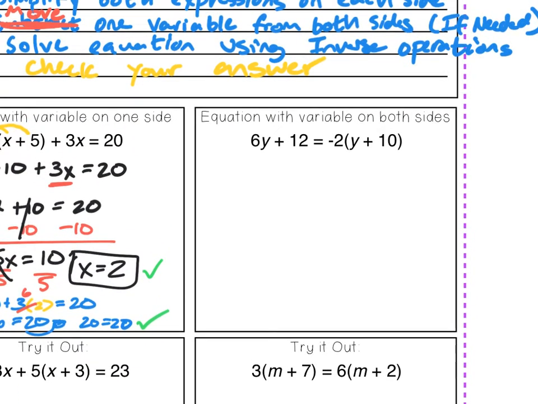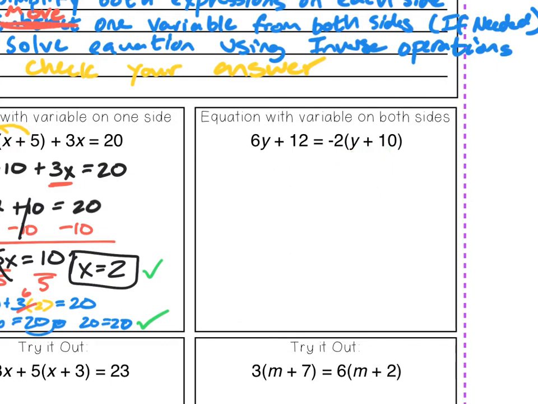Now, as you look at this one to the right, the thing that is different here is this one is when your variables are on opposite sides. All that means in the long term of things is we're going to have an extra step. However, before we can get there, we've got to make sure both sides are simplified. Well, if you look at the left-hand side, 6y plus 12, that's already simplified. There's nothing else you can do.